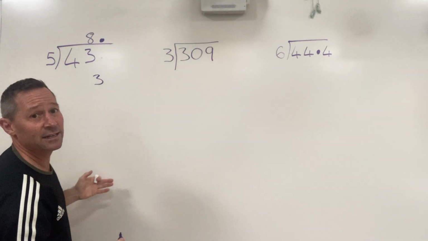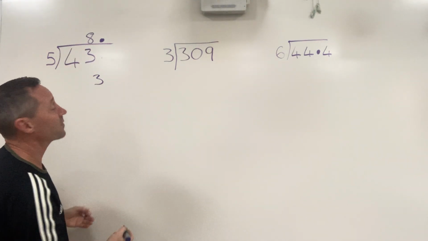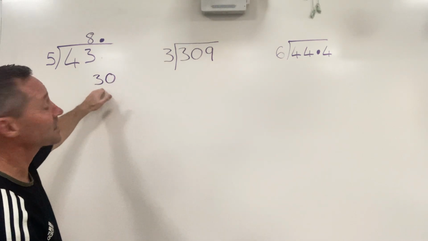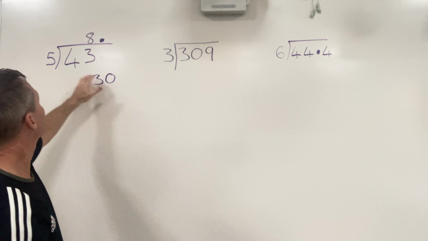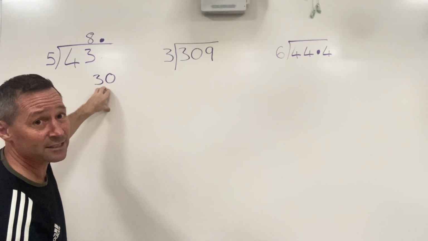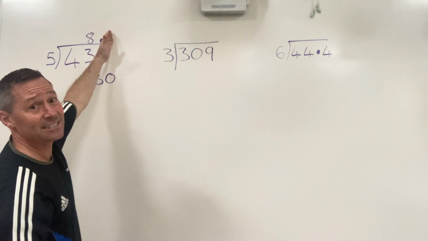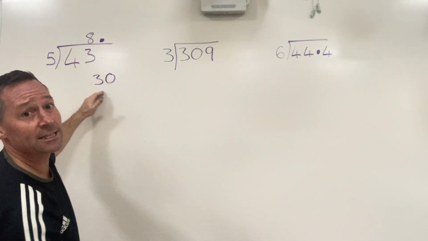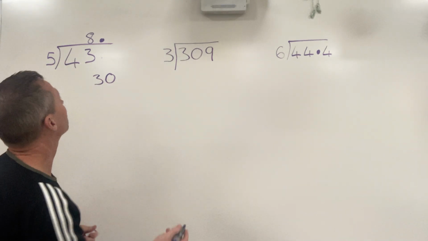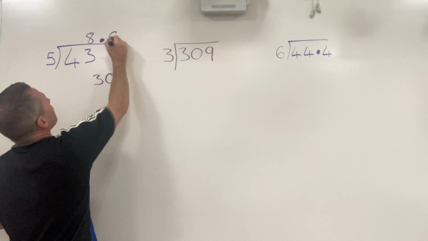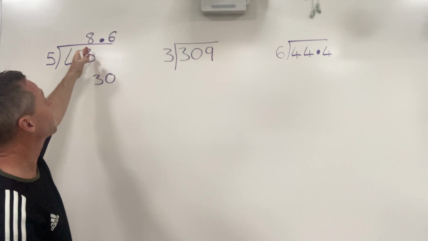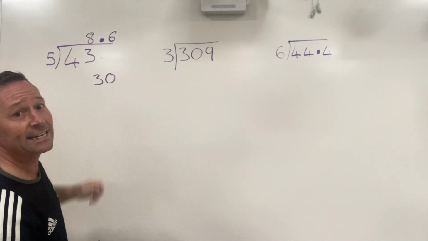Can 5 fit into 3? No, because that's why there's a bit left over. We put a 0 on the end, like a placeholder, to help us do this division. We think, how many times can 5 fit into 30? But it's not really 30, is it? It's actually 3/10, or this one is 30/100. So how many times can 5 fit into that? 5 times table, it would be 6. 6 times 5 is 30, nothing left over. So my answer would be 8.6 or 8 6/10.